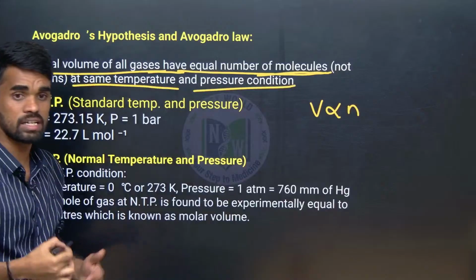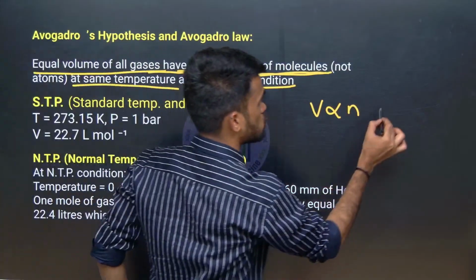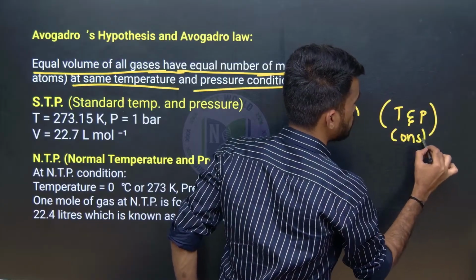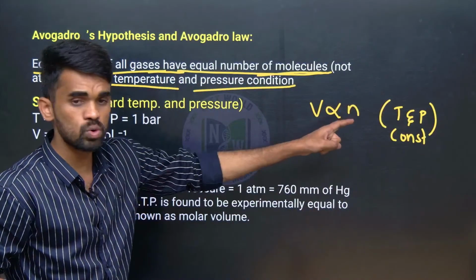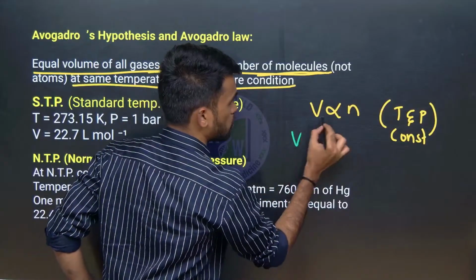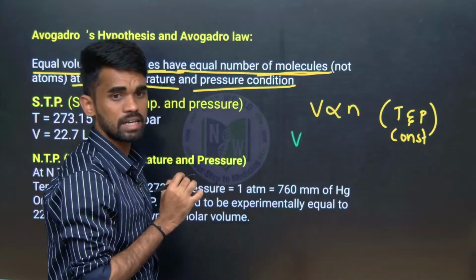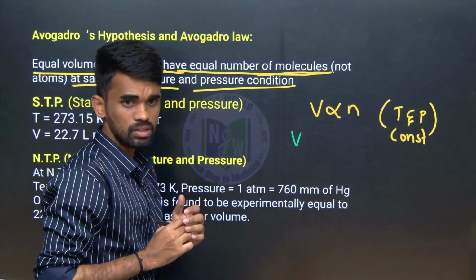So what is the condition they mentioned? Temperature and pressure, T and P, should be constant. If these two are constant, V is directly proportional to n. It means, for example, 1 mole of any gas I can take, it will have the same volume.